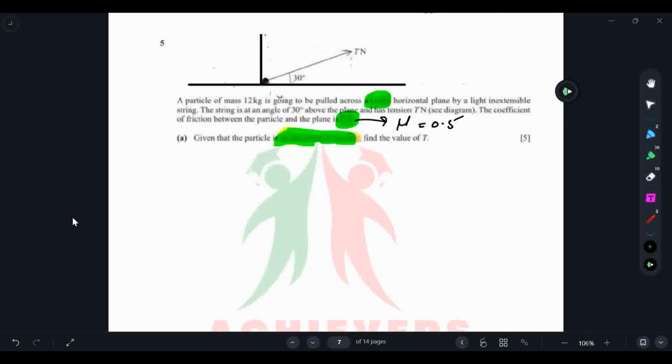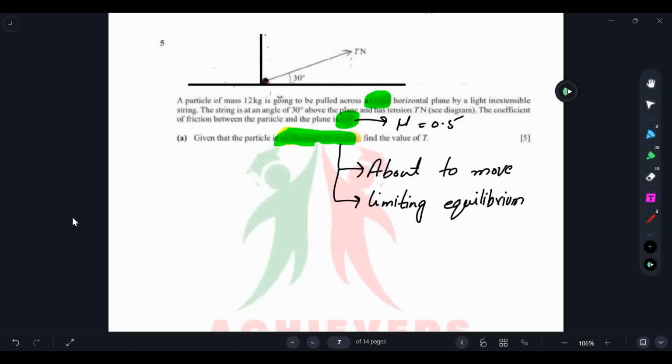Given that the particle is on the point of moving, it means the particle is about to move but is not moving. This is the case of limiting equilibrium. We know that when the particle is about to move, we have to use limiting equilibrium, which means we cannot ignore the frictional force.